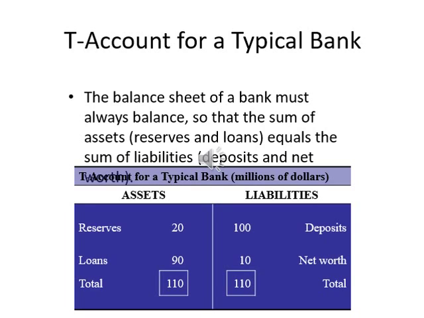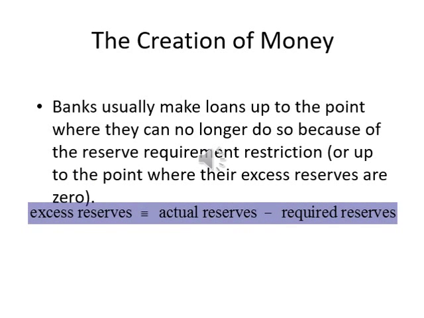Key account for a typical bank. The balance sheet of a bank must always balance, so that the sum of assets, reserves and loans, equals the sum of liabilities, deposits and net worth. The creation of money. Banks usually make loans up to the point where they can no longer do so because of the reserve requirement restriction, or up to the point where their excess reserves are zero.